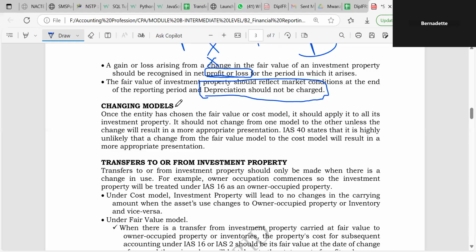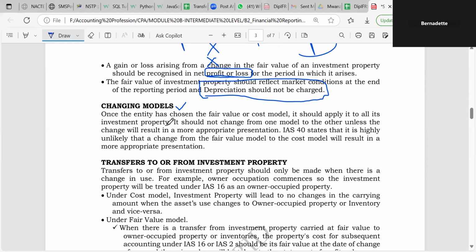Now, let's look at changing models. When we say changing model, you have the cost model and the fair value model. Are we allowed to change models as we wish, or are there principles to follow? That's what we are on about. Simply speaking, we expect the fair value model to be better than the cost model, because if you say it's fair value, it reflects the reality. That's why once the entity has chosen a fair value or cost model, it should be applied to all of its investment property.